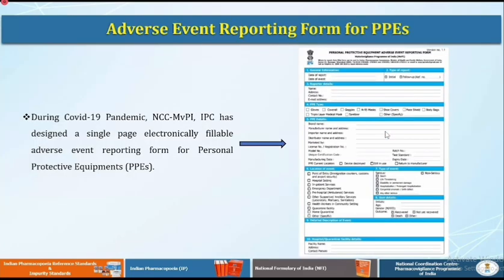In view of the COVID-19 pandemic, MPA has designed this form to report personal protective equipment. All personal protective equipment, for example gloves, coveralls, and N95 masks, comes under the category of medical devices. In COVID times, we received an overwhelming response from healthcare professionals.